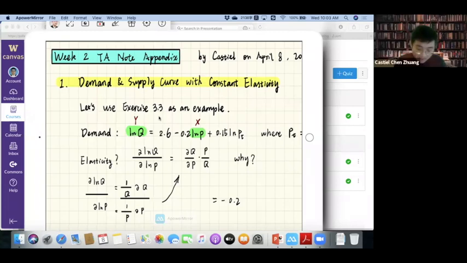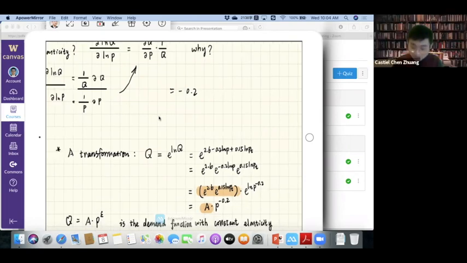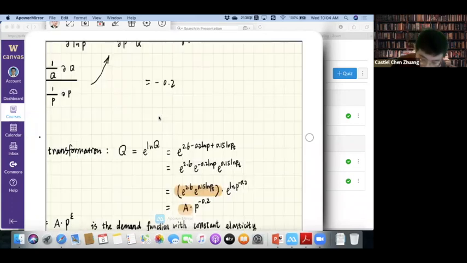No, I mean, when you take the derivative of Q with respect to P, you have to get an expression for Q. Currently, you don't have an expression for Q. You have an expression for log Q. To get an expression for Q, you do this procedure. You get an expression for Q, and it's A times P to the power of negative 0.2. So when you take the derivative of Q, we can actually use this new function to calculate elasticity as well. So just the derivative of Q with respect to P times P over Q, right?